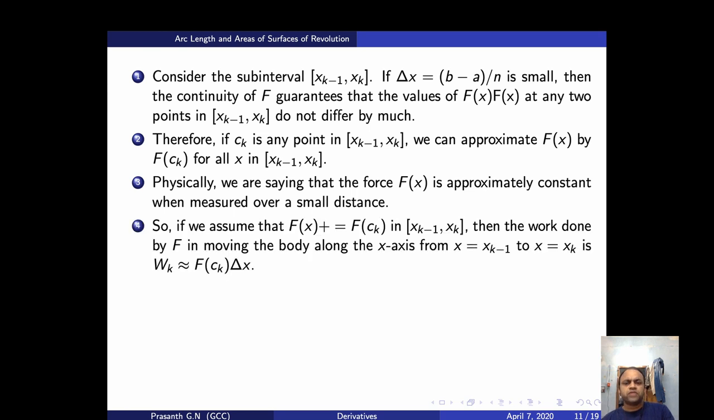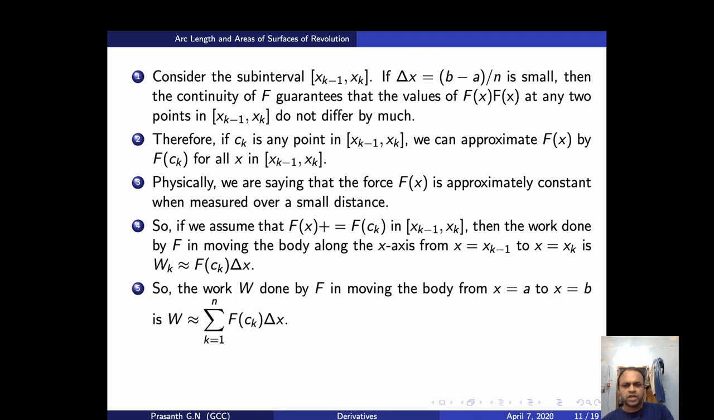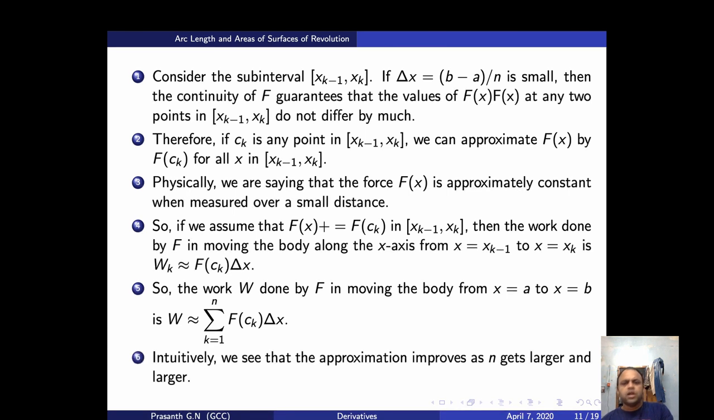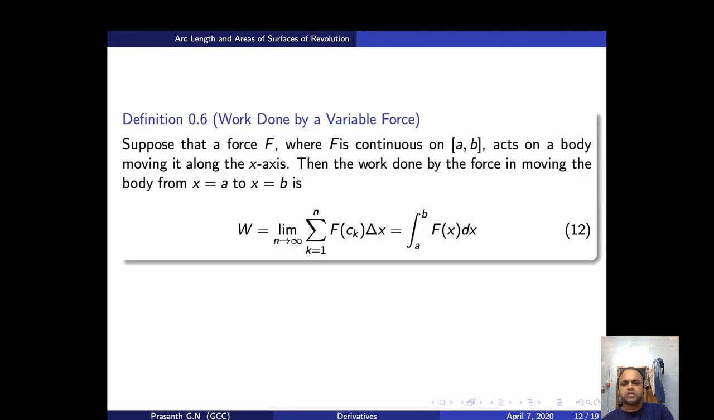So if we assume that f of x is equal to f of ck in xk minus 1, xk, then the work done by f moving the body along the x-axis from xk minus 1 to xk is wk, approximately equal to f of ck delta x. So the total work done is W equal to sigma k equal to 1 to n of f of ck delta x. Now we can see that this approximation improves as n gets larger and larger.